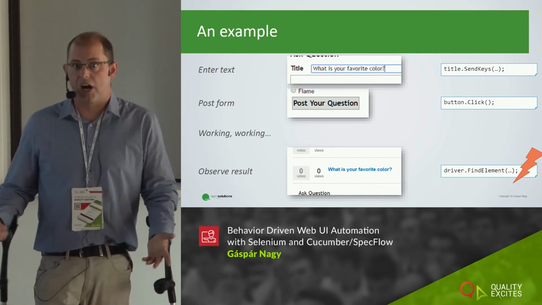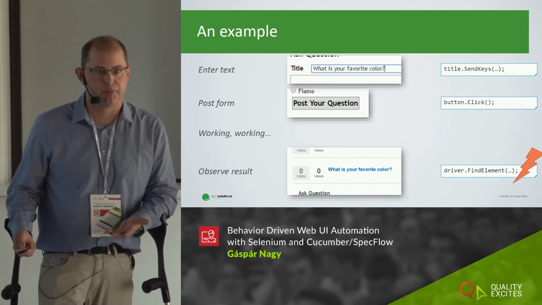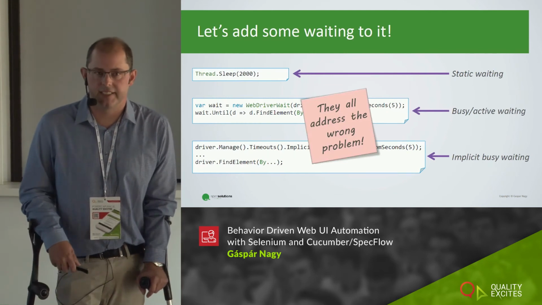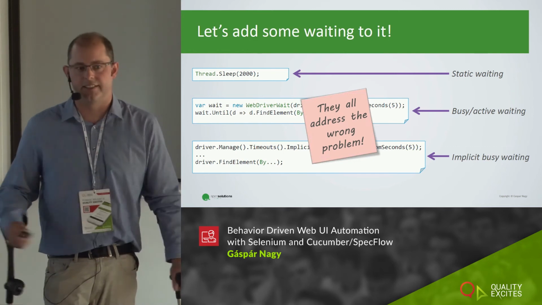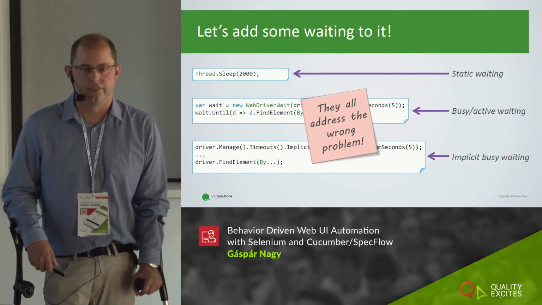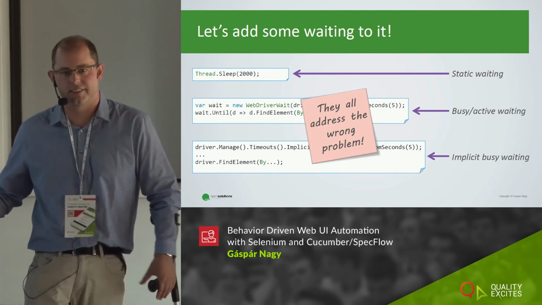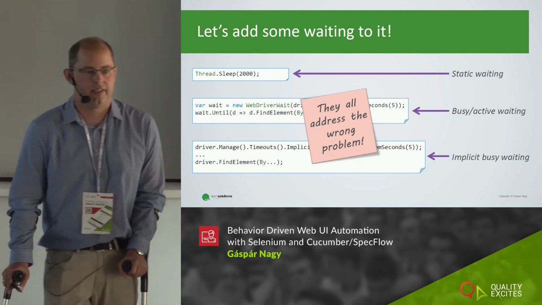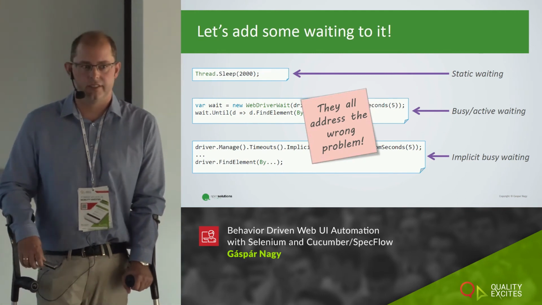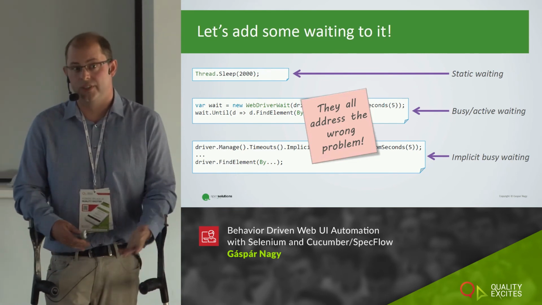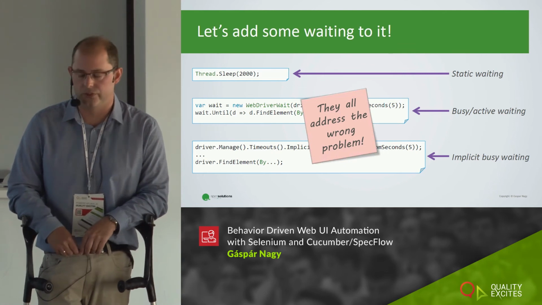Now, so how do we solve this timing issue? We are waiting, right? This is how we typically do that. So let's add some waiting to that. Of course, we can do a thread sleep and an arbitrary number, which would be a kind of a static waiting. But we all know that this is just a temporary solution because there will be always a slower CI environment when this waiting will not be enough. And also, this is slowing down our application in all the cases, even for fast environments. So this is not really good.